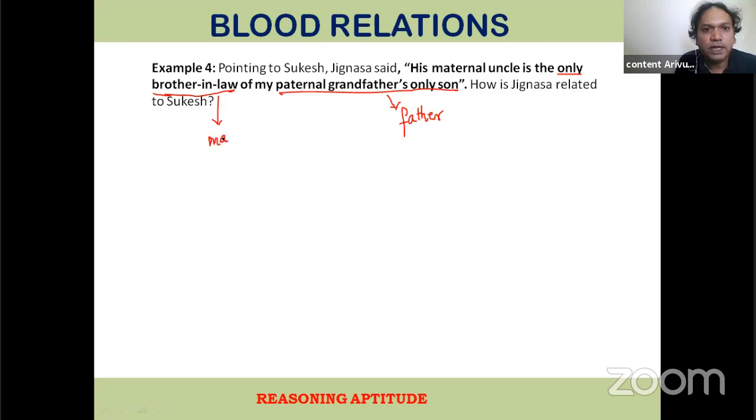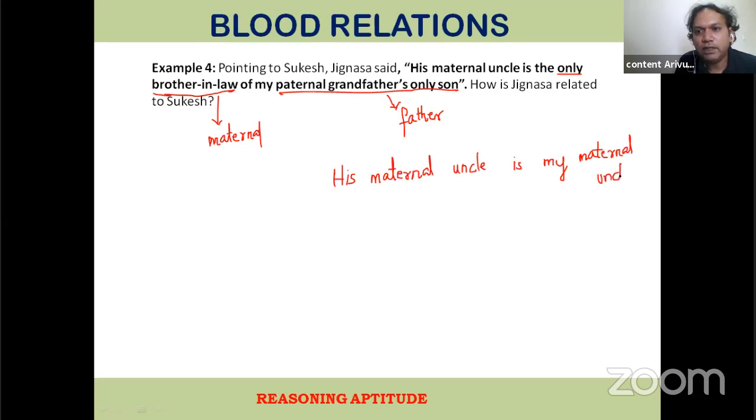So basically, what Jignasa is saying is his maternal uncle is my maternal uncle. That means they both have the same maternal uncle. And maternal uncle means what? Mother's brother. They both have the same maternal uncle. So that's only possible in two ways. One is that they are siblings, or they are cousins.